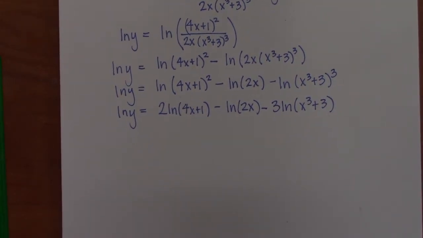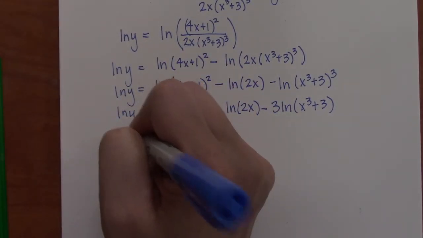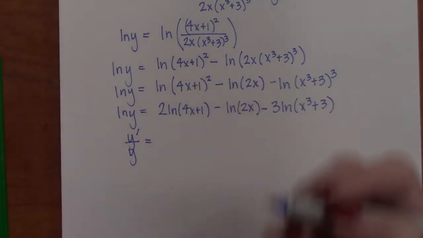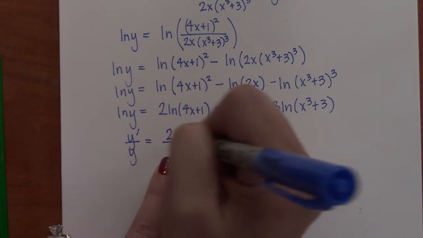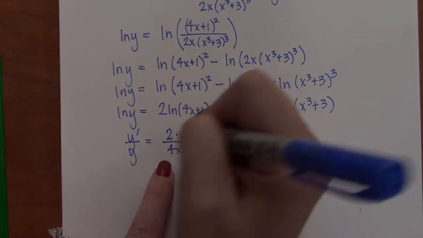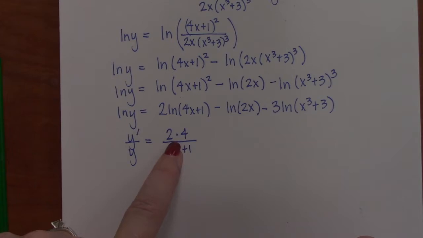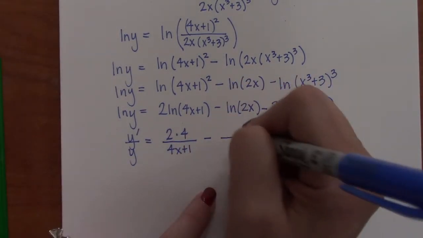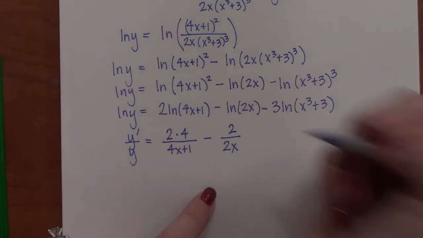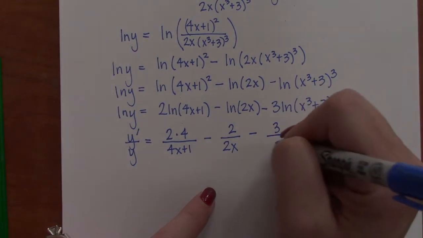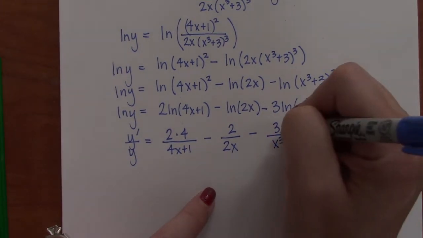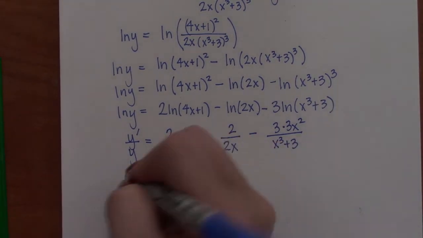Now I'm ready to take the derivative. And so we said, well, the derivative of the natural log of u is just u prime over u. So this is, right, y prime over y, or 1 over y dy dx, however you choose to write it. This is going to be 2 times 1 over 4x plus 1 times 4. So that's where the 8 came from. This is going to be 1 over 2x times u prime. Derivative of 2x is 2. Then this is 3 over x cubed plus 3 times 3x squared.